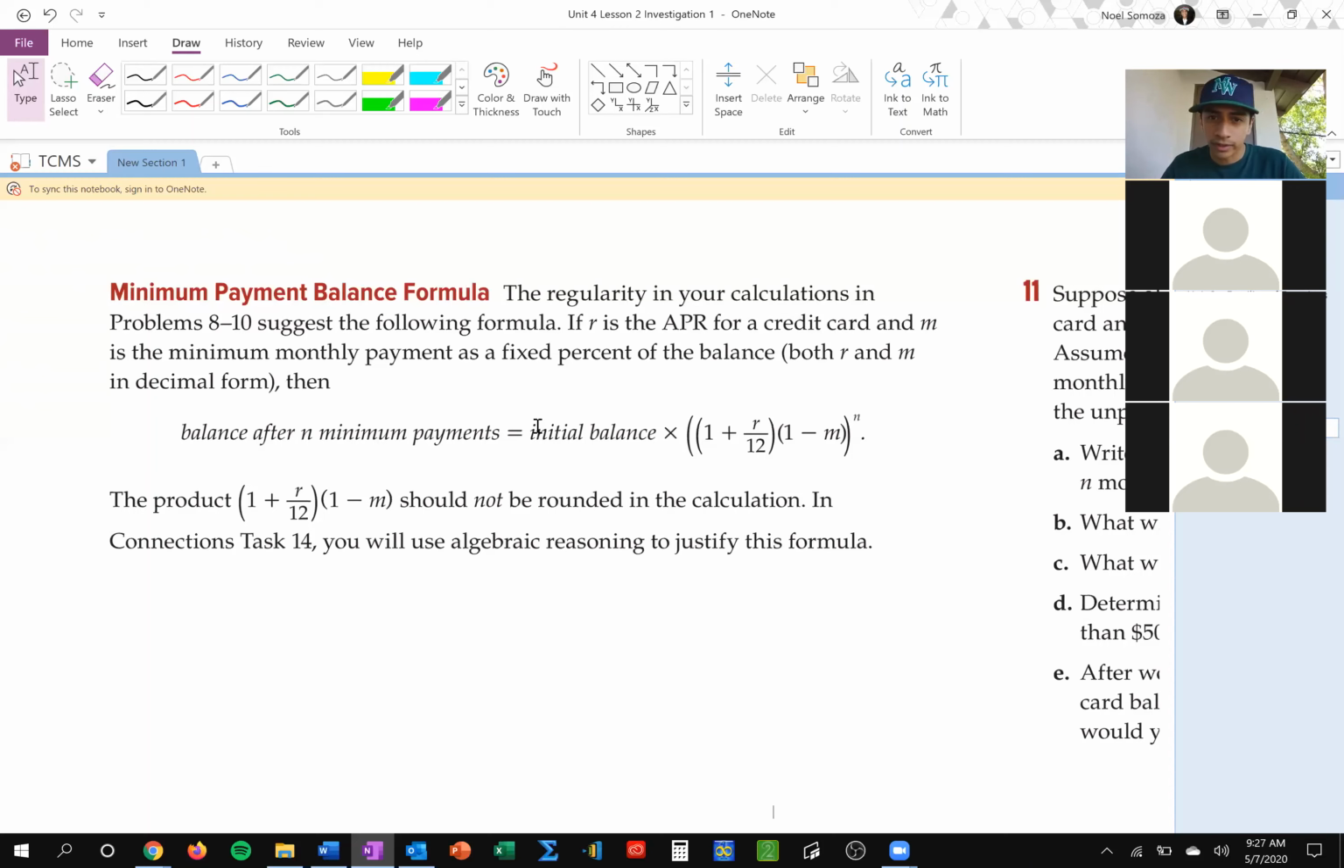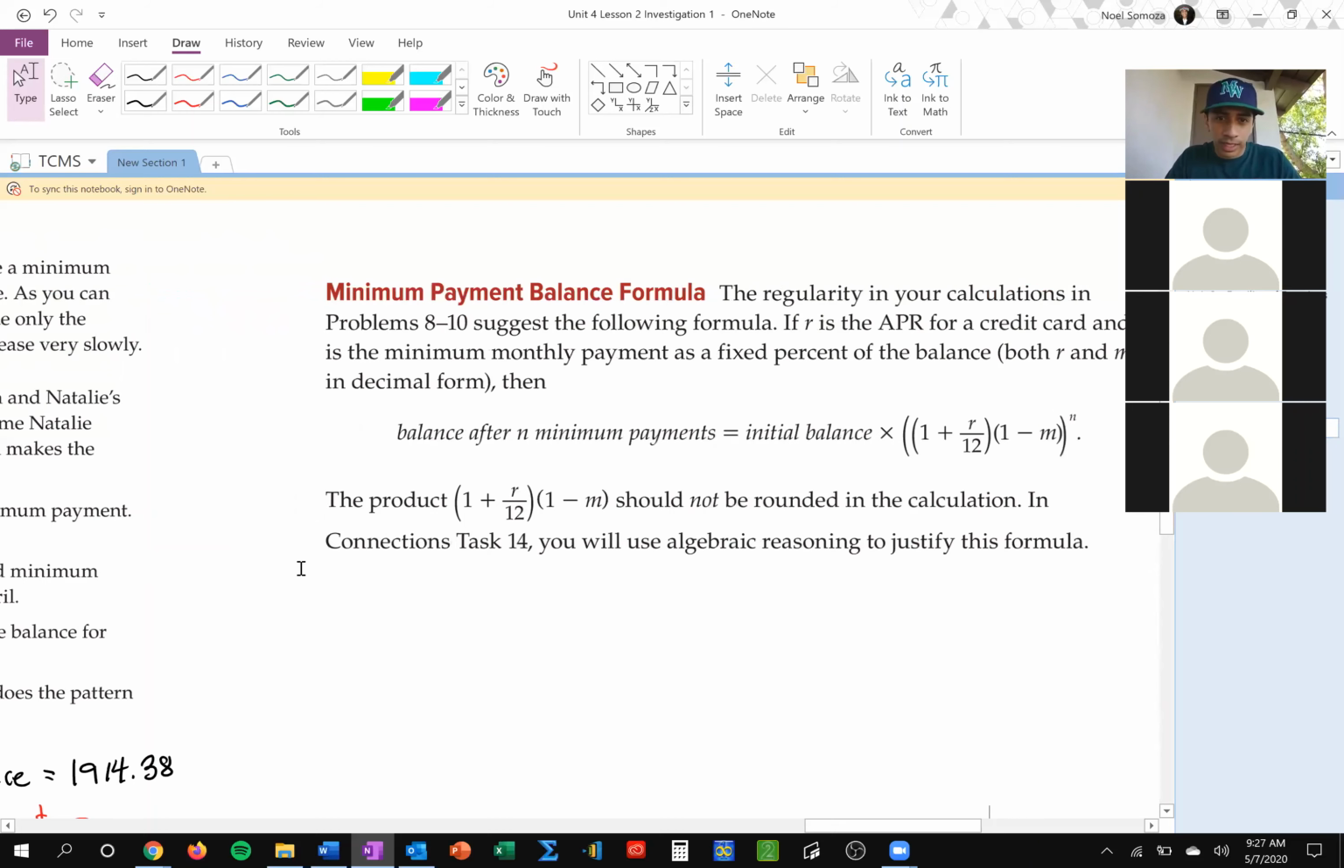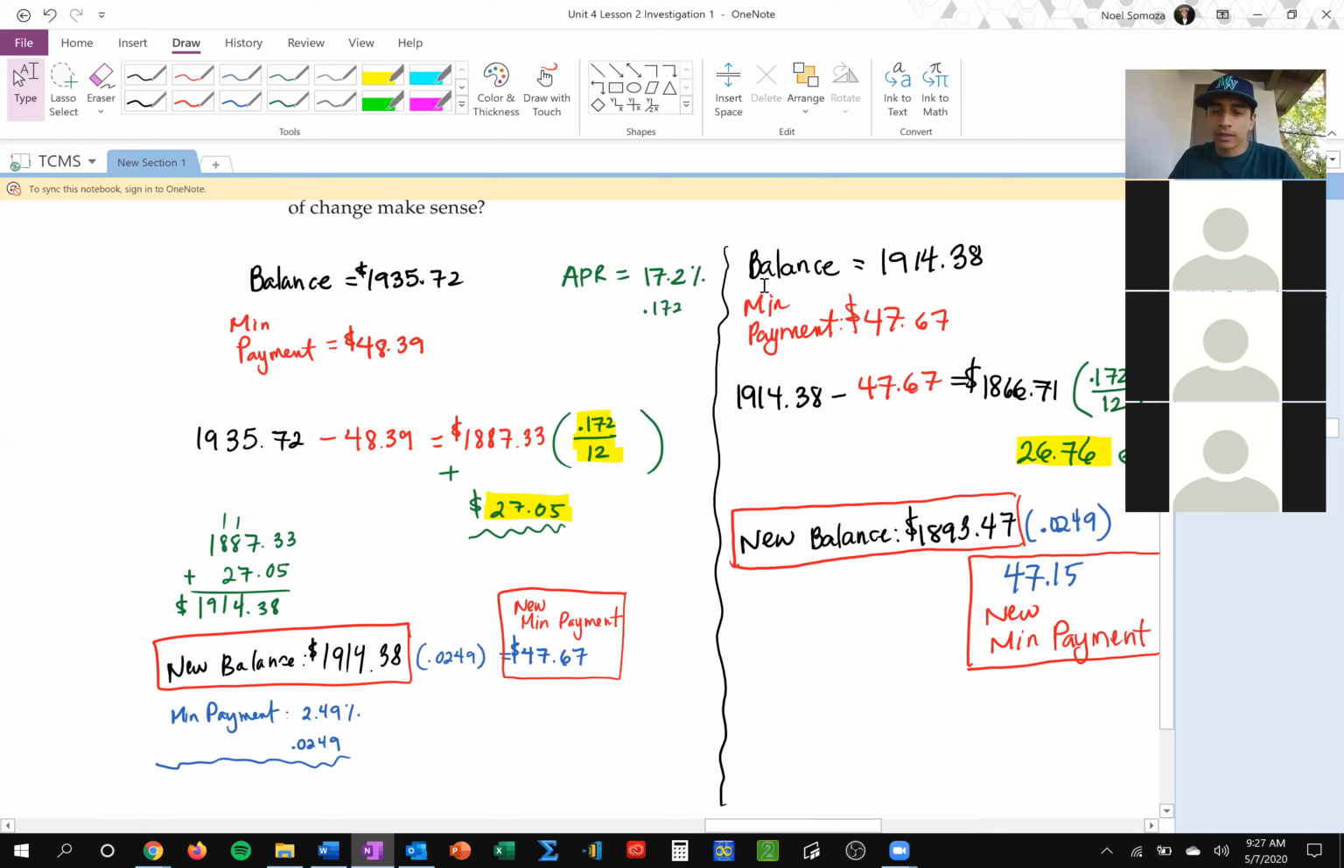If R is the APR for a credit card and M is the minimum monthly payment as a fixed percentage of the balance, so M is also a percentage. Just like in our previous problem, we had a rate of 0.172 because that was the APR, but we also knew the minimum payment was a percentage of the balance. So we have these two different rates, and we're going to need to utilize those.